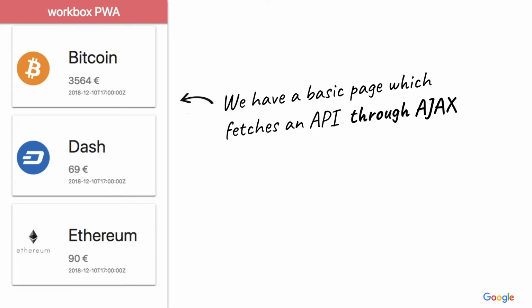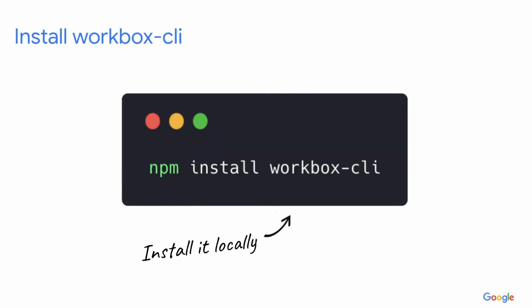So this app, first, quick description, is an app that fetches the prices of cryptos, so Bitcoin, Dash, and Ethereum, and shows the user the latest price for those cryptos. We fetch a basic API, and we have a bit of CSS and JavaScript to handle that. So here we go. Let's transform this page into a pure progressive web app.